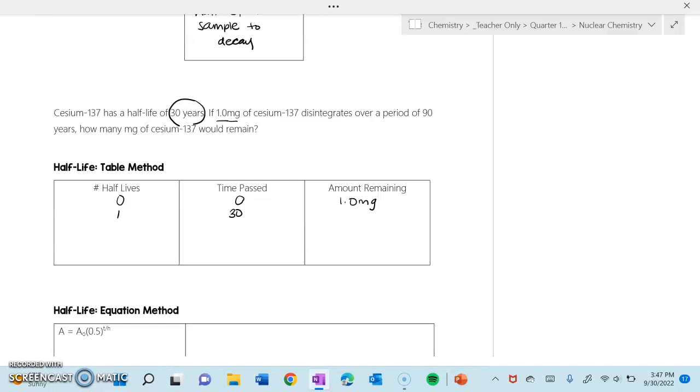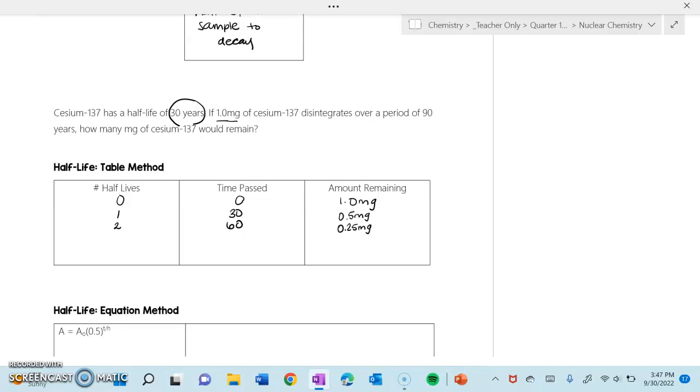And what happens when we get to a half-life? We divide by 2, or divide this in half. So now we have 0.5 milligrams. Each time we go through this, we're going to divide by 2 because a half-life has passed, so half of the sample has to decay. Second half-life now is another 30 years, so now 60 years have passed. And divide this in half again, we get 0.25 milligrams.